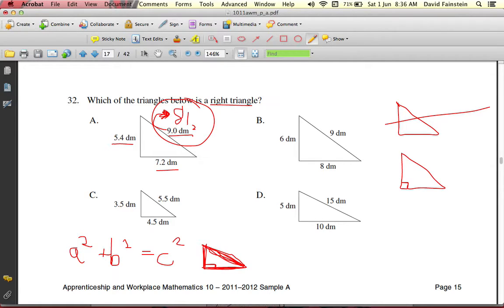Well, let's try one of these. Okay, well, I can actually do some of these in my head. 6 squared is 36. 8 squared is 64. Oh, but 36 plus 64 equals 100.